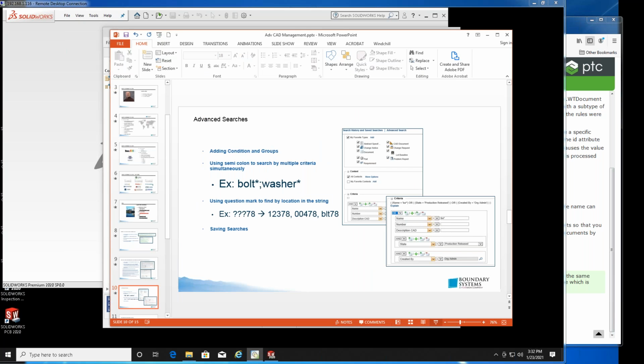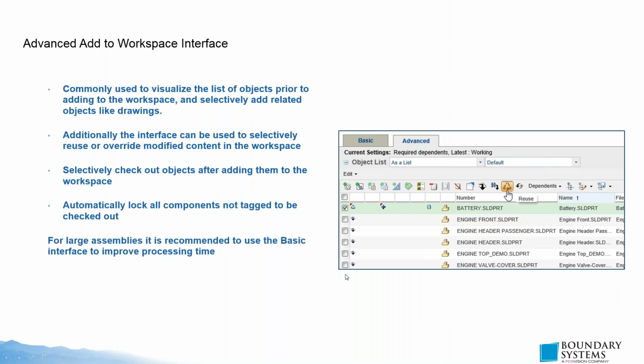We'll get back to the presentation, move on to the next topic, which talks about how to add objects to the workspace using the advanced interface. Now, the advanced interface is not a commonly used interface, but it offers selective options on the objects that you are collecting to add to the workspace. For example, if the data that you're adding to a workspace is already in the current workspace that you're adding the objects to, and they're modified, you could selectively say which one you want to override versus override all of them.